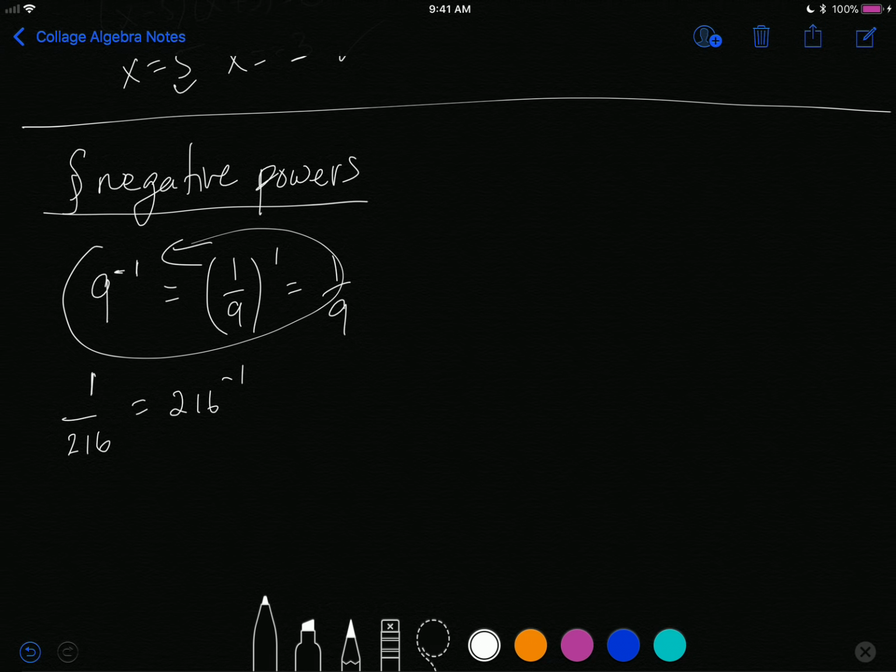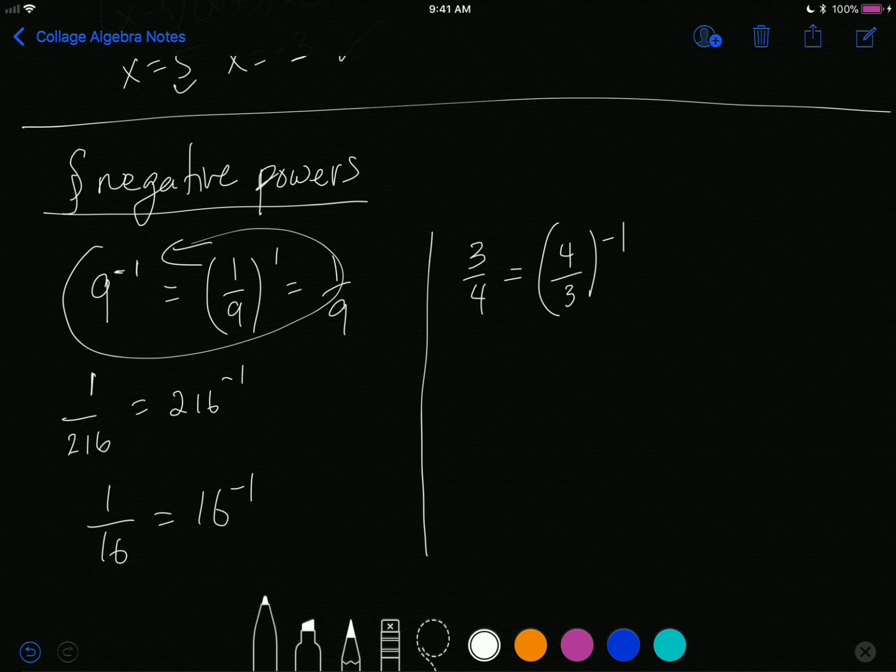So again, if I have the fraction 1 over 16, this is simply 16 to the negative 1. Another advantage of this reciprocal arrangement is that if I have 3/4, I can actually write 3/4 as 4/3 raised to the negative 1 power, because the negative 1 power means the reciprocal.